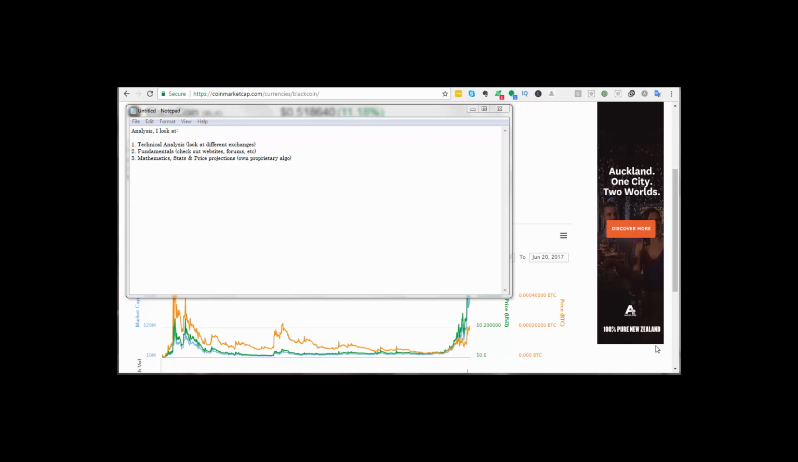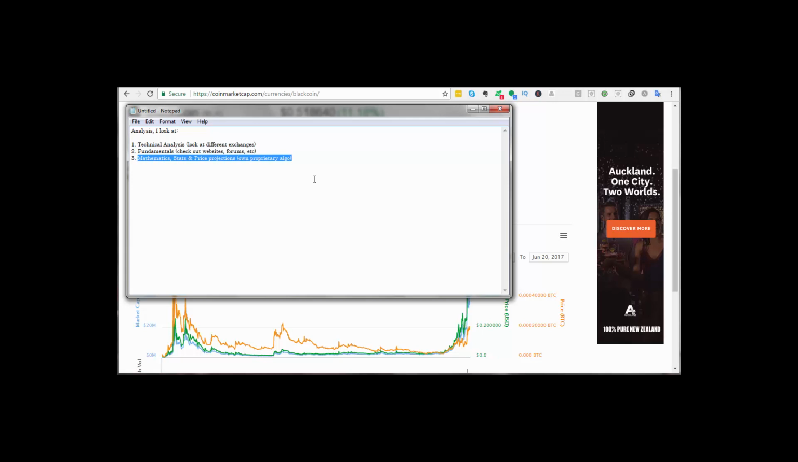Before we get started, one of the things I look at when doing my analysis is technical analysis. So I look at different exchanges and see where the technical analysis is. I try and analyze that, and then I look at the fundamentals. So fundamentals means looking at websites, forums, announcements, etc., and seeing where it is at the moment. And then I look at the mathematics, stats, and price projections.